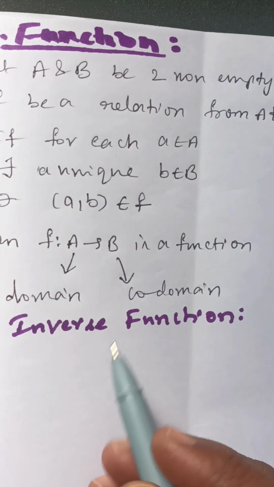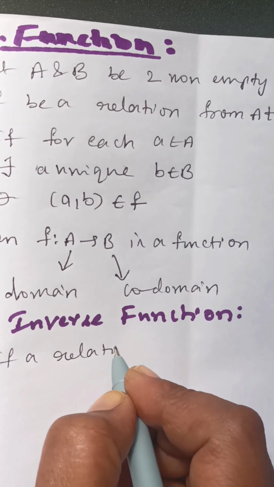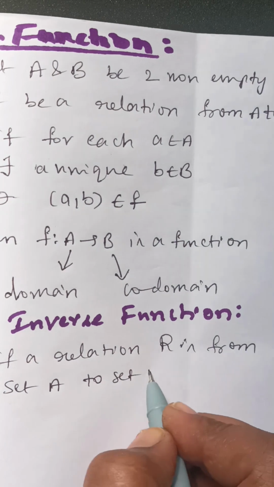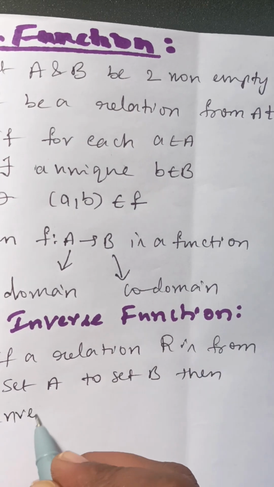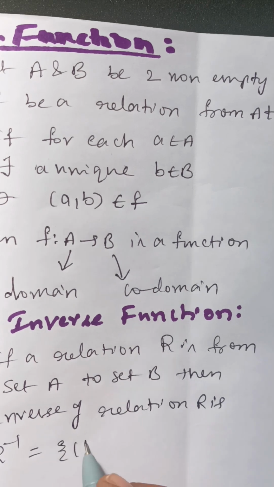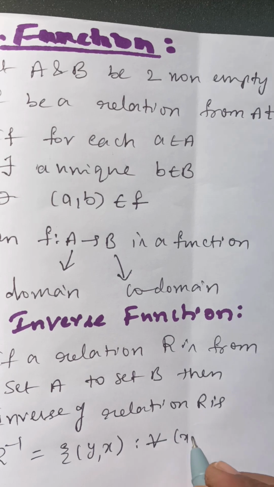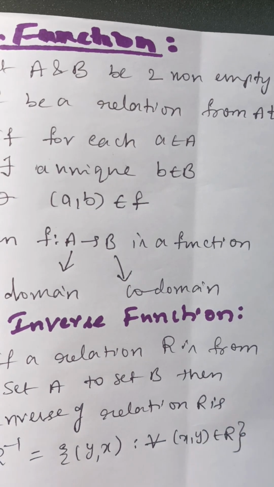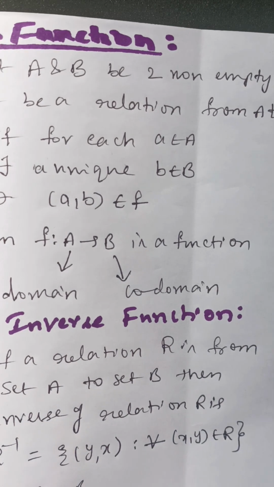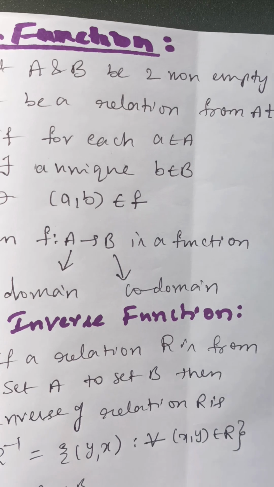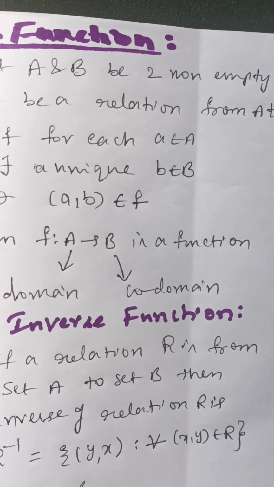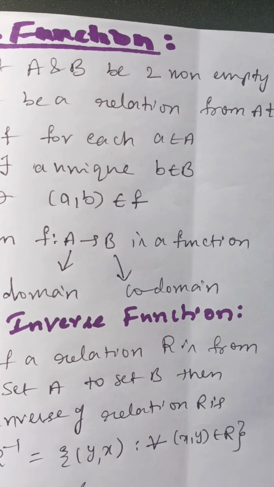Next one is inverse function. If a relation R is from set A to set B, then the inverse of relation R is R inverse, which is equal to the ordered pairs (y, x) for all (x, y) belonging to R. Suppose R maps A to B, then its inverse is from set B to A. For example, R is (2, 4) and (3, 5), and R inverse is (4, 2) and (5, 3).